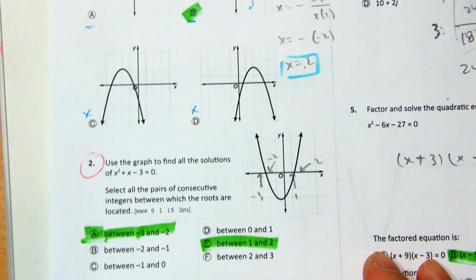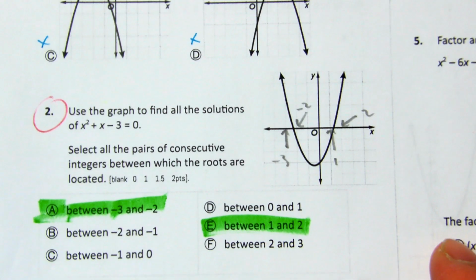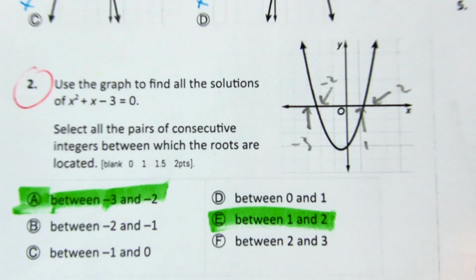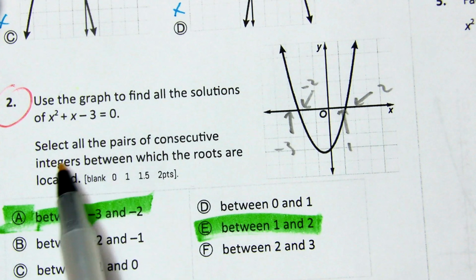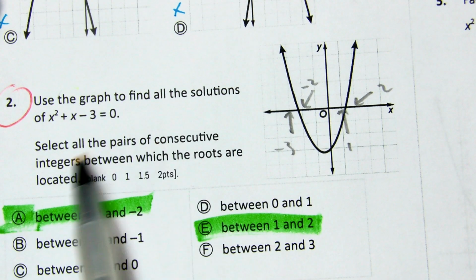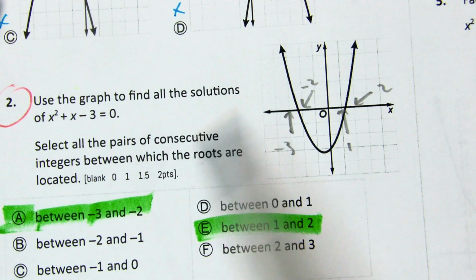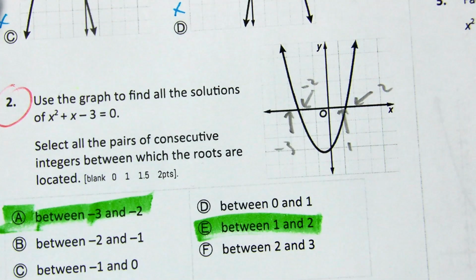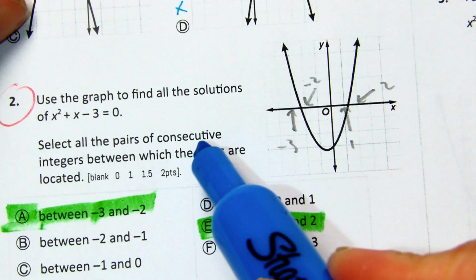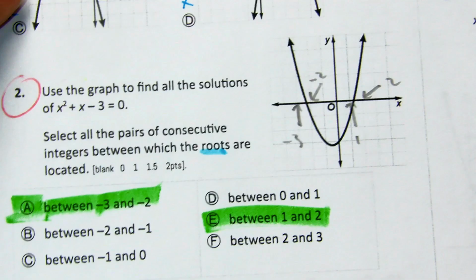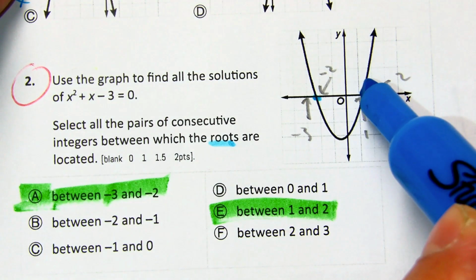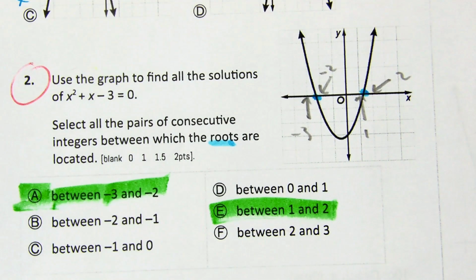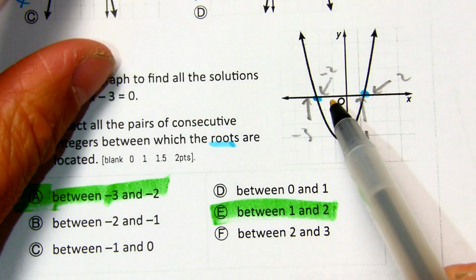Question number 2 says use the graph and define all the solutions. Select all the pairs of consecutive integers, numbers that are next to each other, between which the roots are located. So the roots, or solutions, are here, where it crosses the x-axis. And you'll notice that it doesn't go through an exact point.